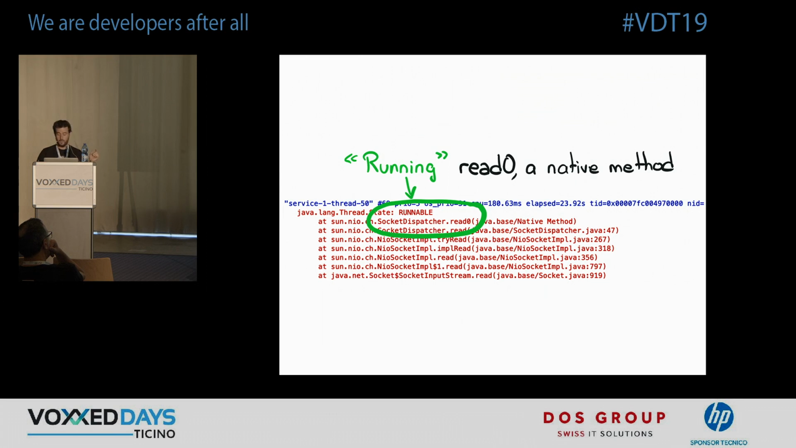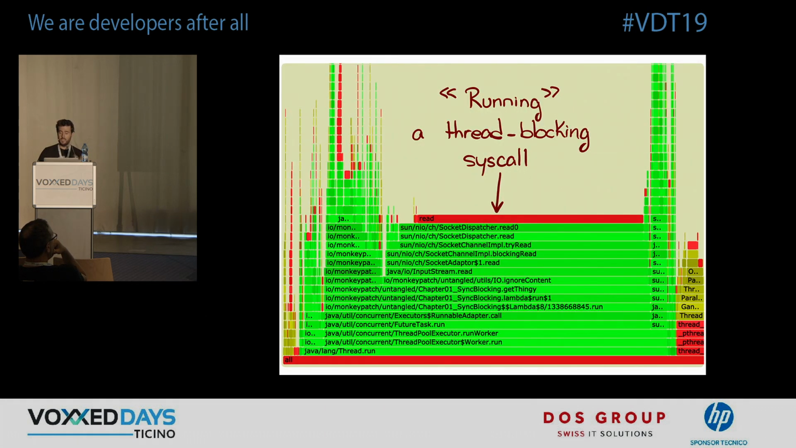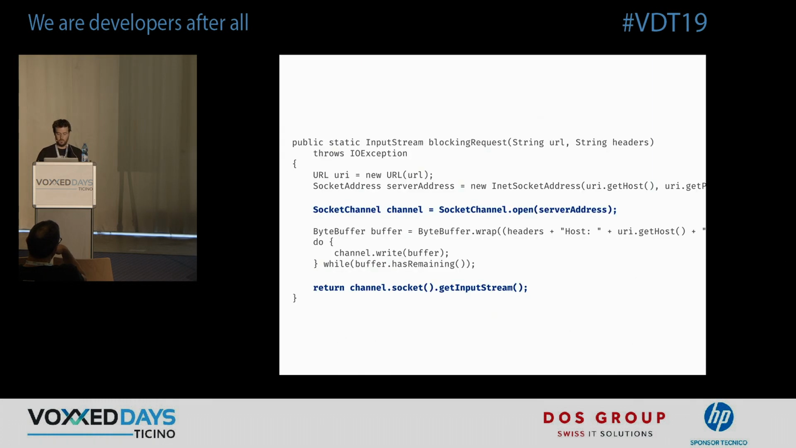We can see with the thread dumps that our threads are running this SocketDispatcher.read0 method, which is a native method. And they are actually not running it, they are spending most of their time in it. And this is where the problem lies. Because this read method on a blocking socket is actually a blocking call. So let's see what a blocking call is.